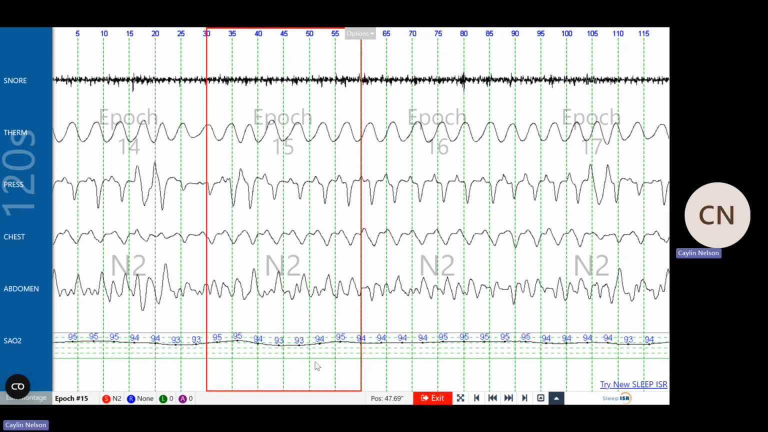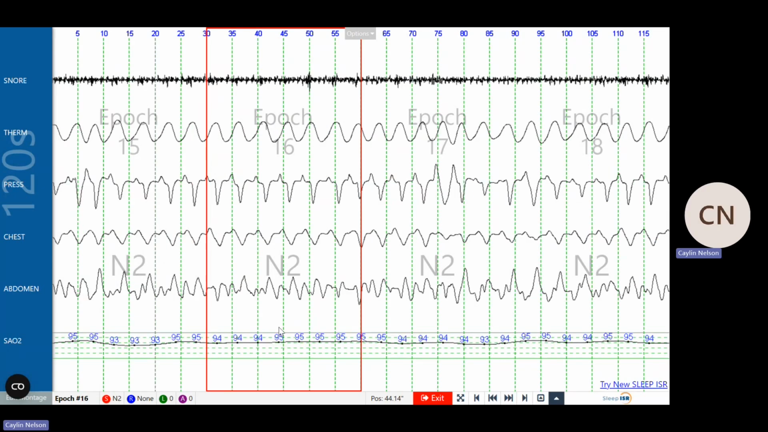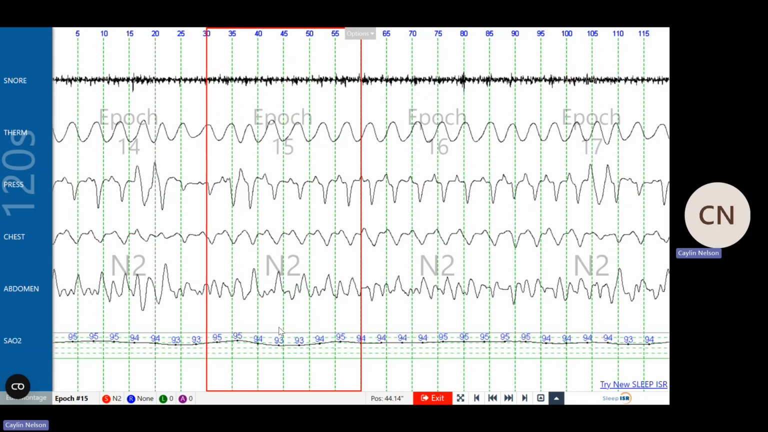So even though there was that desaturation and that slight decreased airflow, since we do not have that 3% desaturation there, it only went down 2% from 95 to 93. We're not going to score any hypopneas or anything. So we do have the decreased airflow there. But remember, when you're scoring, a decreased airflow has to be accompanied by your 3% desaturation before you're specifically scoring a hypopnea. Now, you can just kind of notate that there is some decreased airflow that goes on.